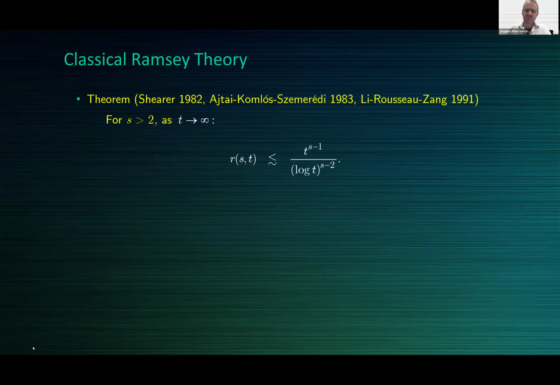And in fact, you can improve that a little bit by a polylogarithmic factor. This follows from results of Ajtai, Komlós, and Szemerédi, and it was proved with this particular neat constant of 1 by Li, Rousseau, and Zhang in the 1990s. And so, you save a logarithmic factor over that polynomial upper bound that I gave before.